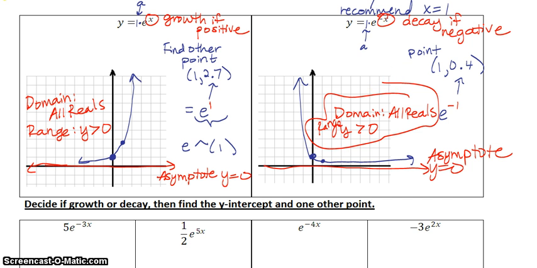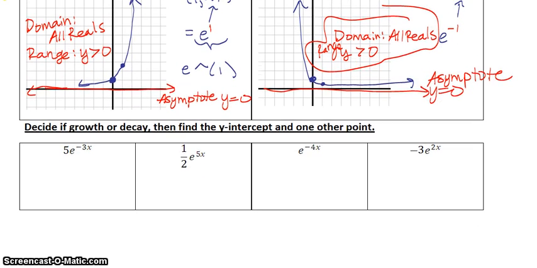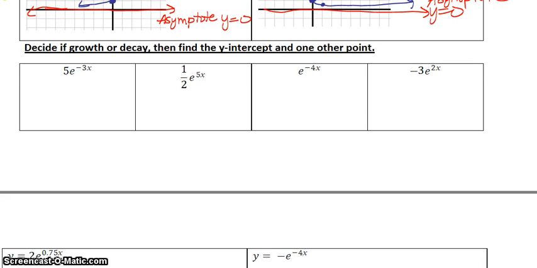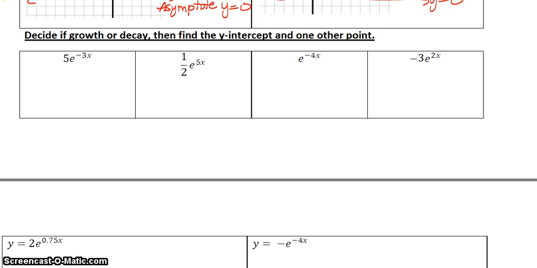All right, so let's quickly talk about growth or decay. And I know on here I said to find the y-intercept and find one other point, but we're actually going to do that 4 more times on the other side, so we're not going to do that step. I just want to say growth or decay. So based off of what I just said, go through quickly and pencil it in. Pause, pencil it in. What do you think for each of them? All right, let's check your work.